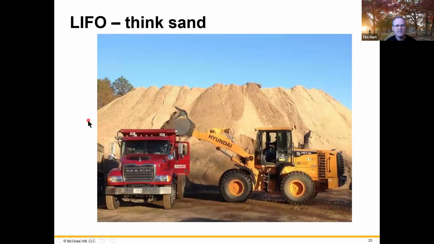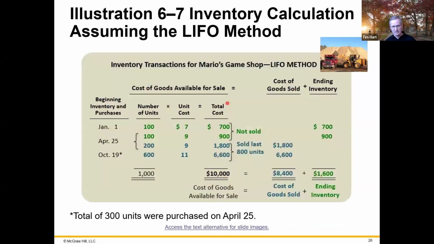Okay, next, LIFO. Again, we're thinking sand. So last in, first out, the newest sand on top is the stuff that's going to be sold first. It makes beautiful sense for reality. But again, do they have to use what aligns with reality? No, they do not. So what's Mario's Game Shop look like in this case?